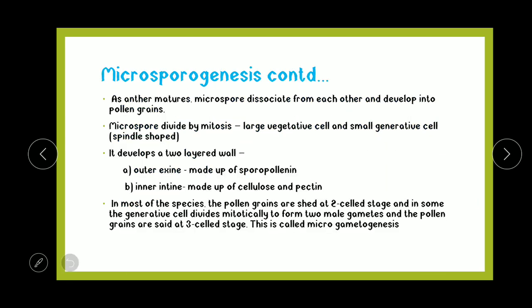Now in the microsporogenesis process, as the anther matures, the microspores dissociate from each other and develop into pollen grains. So 4 pollen grains will be formed from a single microspore mother cell, and the microspores divide by mitosis. This is an important term, you have to remember this. The microspore mother cell or pollen mother cell divides by meiosis, and the microspore divides by mitosis, forming a large vegetative cell and a small generative cell. This occurs due to asymmetric division.